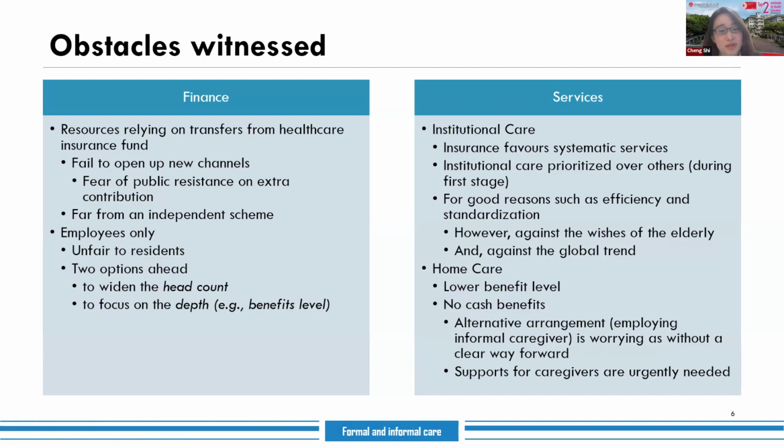And most regions cannot provide cash benefits for family caregivers. So for those people, it's kind of unfair. And also more support and services for family caregivers are urgently needed. So this is my sharing for today.